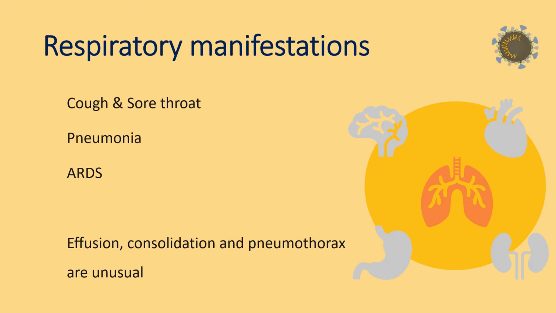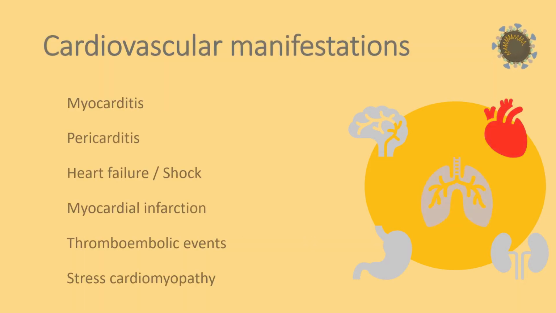The most commonly affected is the respiratory system, which can manifest as cough and sore throat, and those who have progressive illness can develop pneumonia and ARDS. Effusions, consolidation, and pneumothorax are unusual in SARS-CoV-2. The next most important organ that gets affected is the cardiovascular system. It can range from myocarditis, pericarditis, heart failure, myocardial infarction, and thromboembolic events, and also, in rare cases, stress cardiomyopathy.